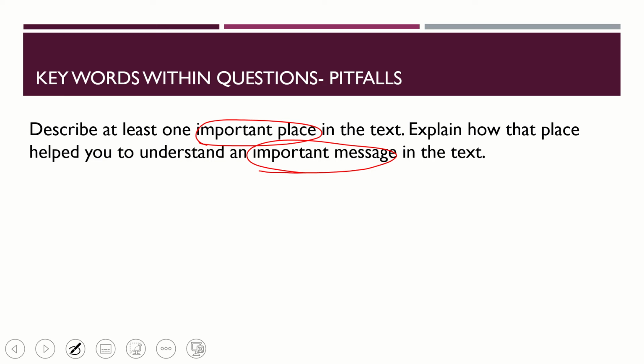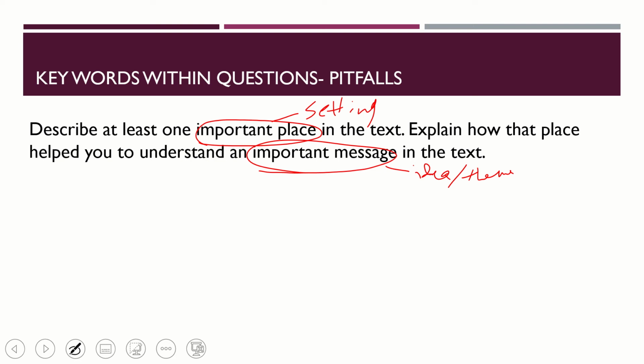And the key part is to make sure that you're actually unpacking what that means. So I know that important place is referring to a setting. So in In Time, that could be Dayton or New Greenwich. Describe at least one important place. Explain how that place helped you to understand an important message. Well, I know that another word for message is idea or theme. So describe a setting. Explain how that setting helped you to understand an idea or a theme. So you have to unpack the question to make sure you're really understanding what it's asking you to do.